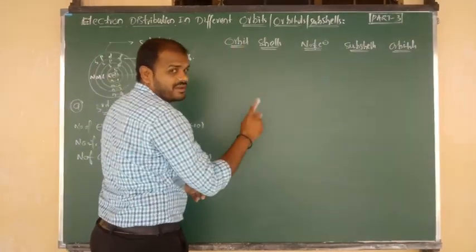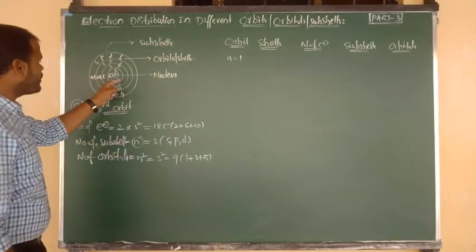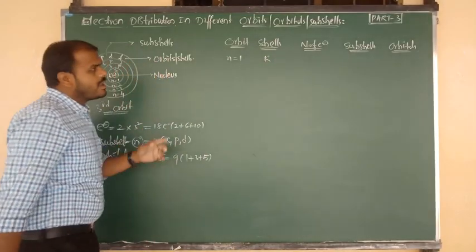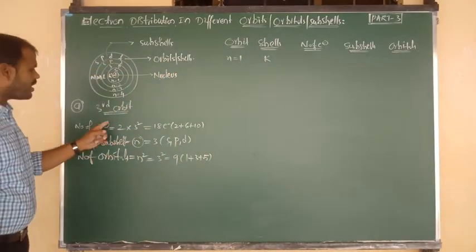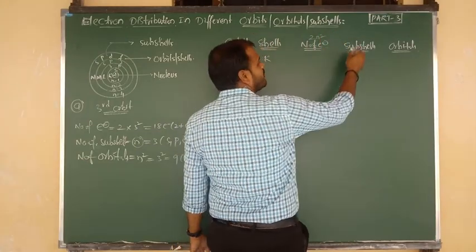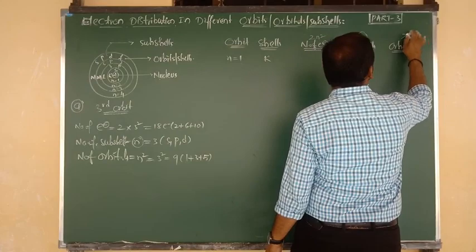So orbit is 1, first orbit, nothing but we have to say n equal to 1. N equal to 1, first orbit, shell K shell. Yes, we have to say K shell. Number of electrons, formula is nothing but what? 2n square. So formula to calculate the number of electrons, 2n square. Formula to calculate the subshells equals n. Formula to calculate the orbitals equals n square.